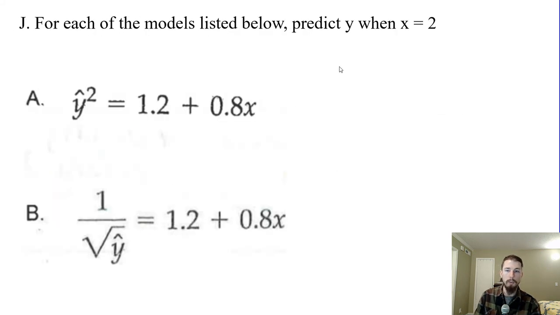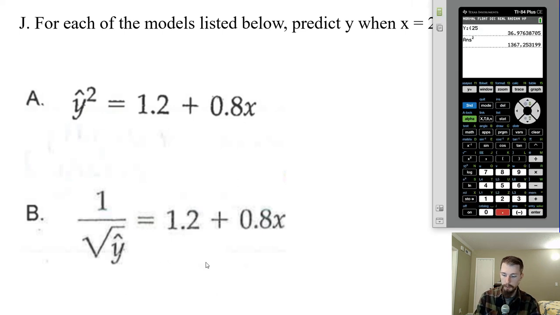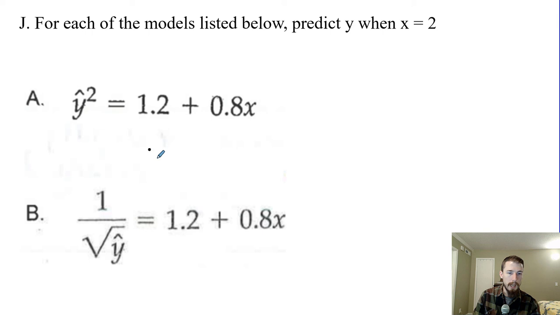Okay, cool. So for each model below, predict y when x is equal to 2. We want to make sure that we know how to evaluate these models. This is a re-expression of squaring the response variable because it's squared here. Whenever we evaluate these for 2, you can put it in the calculator. So we're going to do 0.8 times 2, and then add 1.2 to that. That's going to be 2.8. So if I rewrite this over here, essentially the predicted y hat squared is equal to 2.8.